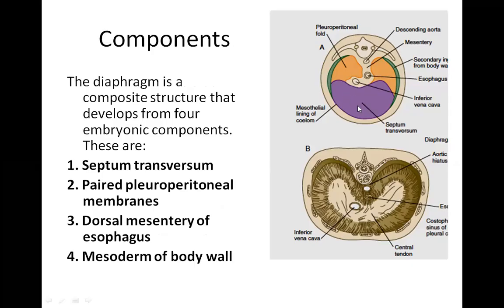Firstly is the septum transversum. Secondly is a pair of pleuroperitoneal membranes. Then is the dorsal mesentery of the esophagus. And finally, the mesoderm of the body wall.